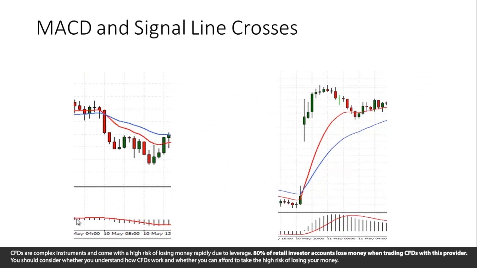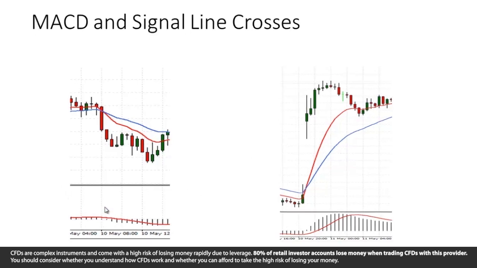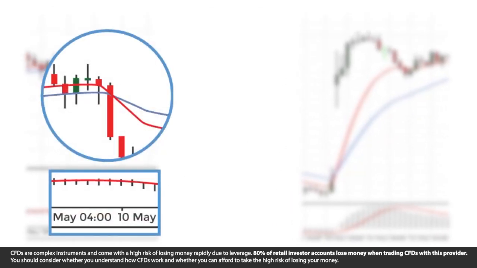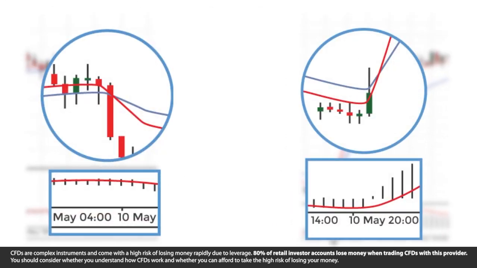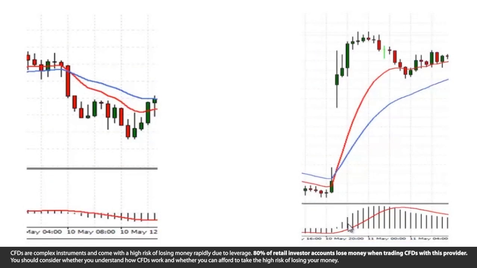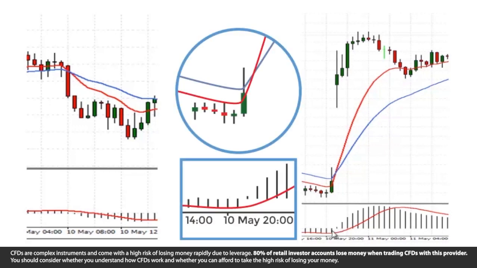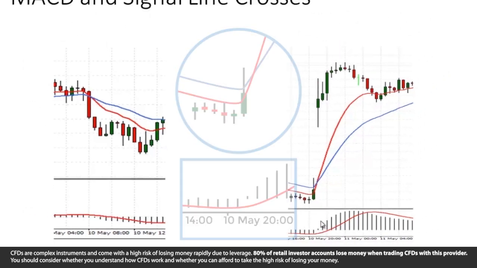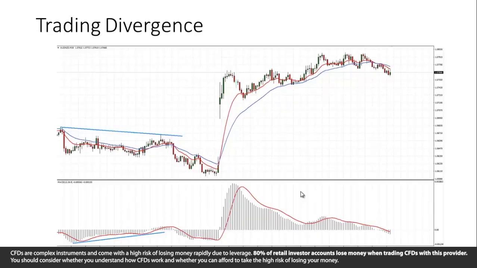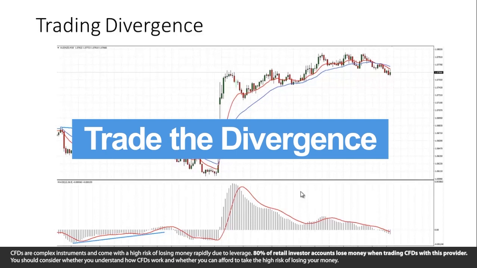Traders use MACD and signal line crosses to indicate momentum trades. You can see how these crosses often match with market moves. Traders also use crosses to indicate where momentum is coming out of the market and use it as a signal to exit a trade. A classic trading strategy using a MACD histogram is to trade the divergence.